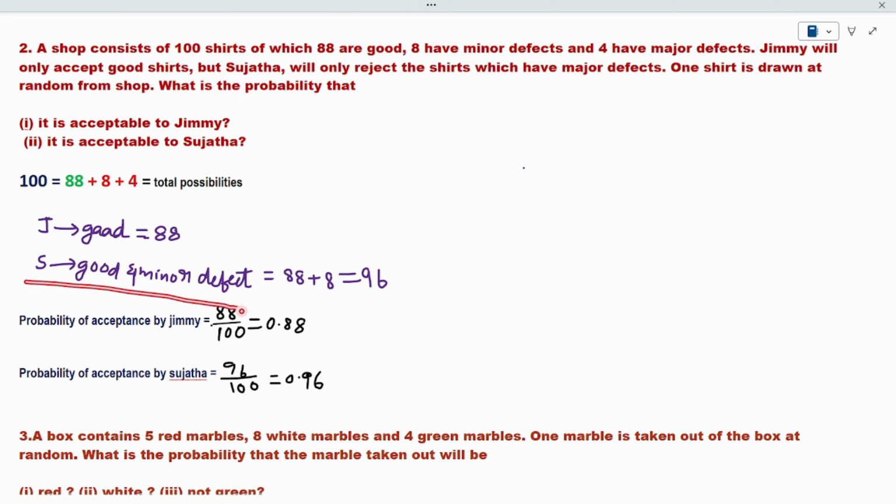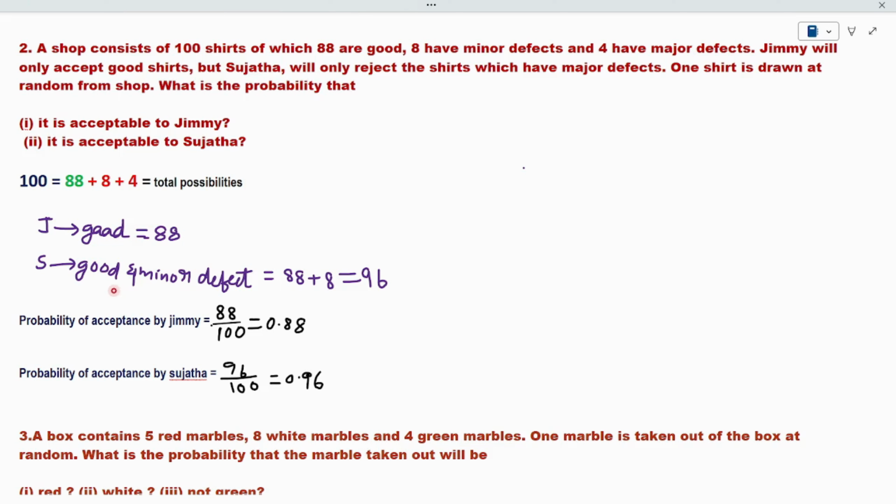So we have the event of Jimmy as well as the event of Sujata, and we need to substitute in the formula of probability. Jimmy can accept 88 shirts, so the event of Jimmy equals 88 and total possibilities are 100. By substituting in the formula, we get 0.88, which means the probability of acceptance by Jimmy equals 0.88.